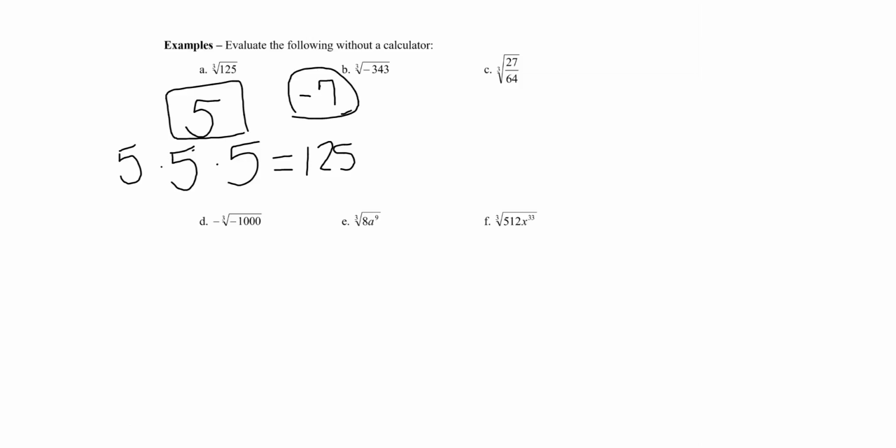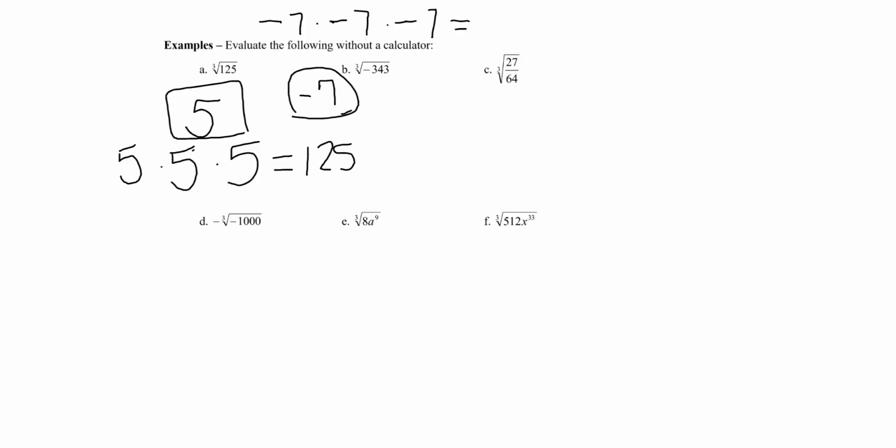And the reason we can have a negative when we have an odd index is because if I do negative 7 times negative 7 times negative 7, my answer will give me a negative 343, because 2 negatives make a positive, but that third negative will turn our answer negative.